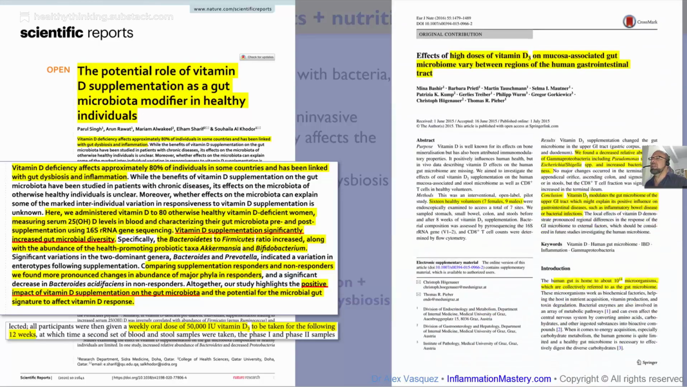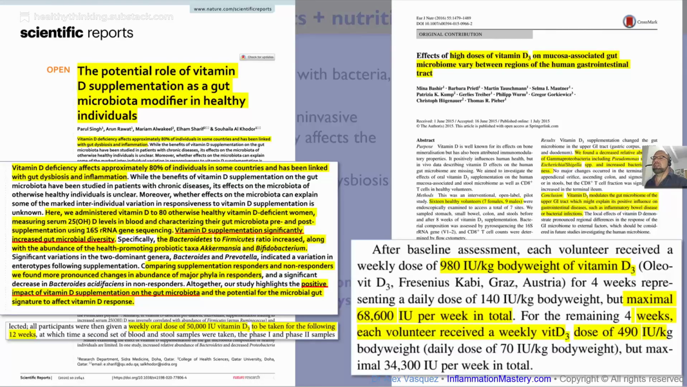Now let's take a look at an earlier clinical trial. The first one was from 2020. This one's from 2016, European Journal of Nutrition. Effects of high doses of vitamin D on mucosa-associated gut microbiome vary between regions of the human gastrointestinal tract. Again, this was also a human clinical trial, and you can see that they used reasonable doses of vitamin D3. The authors conclude, vitamin D modulates the gut microbiome of the upper gastrointestinal tract, which may explain its positive influence on gastrointestinal diseases such as inflammatory bowel disease or bacterial infections.